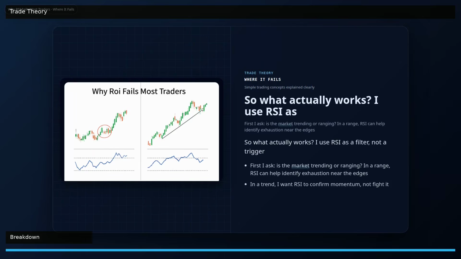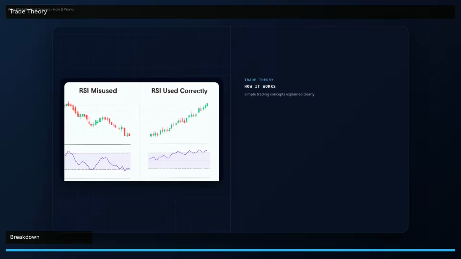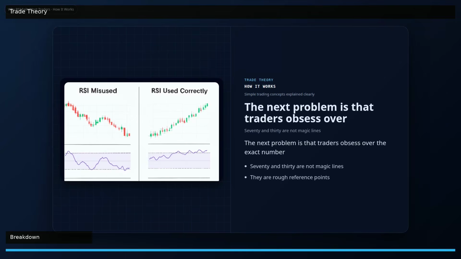The next problem is that traders obsess over the exact number. 70 and 30 are not magic lines. They are rough reference points. On some assets, 80 and 20 make more sense. On others, 60 and 40 matter more because the market trends harder. That is why a fixed rule often disappoints. The number only has meaning relative to the market you are trading. If you ignore that, you end up forcing one indicator to do the job of a full trading plan.